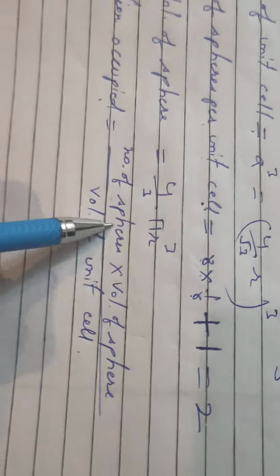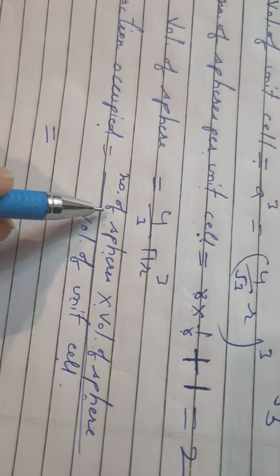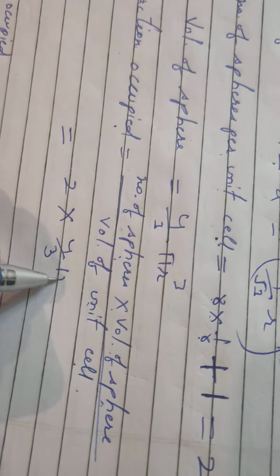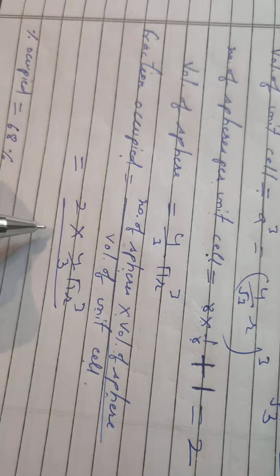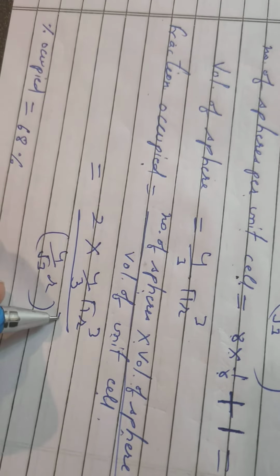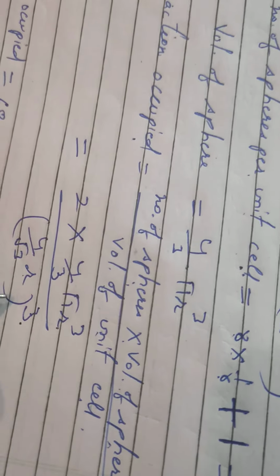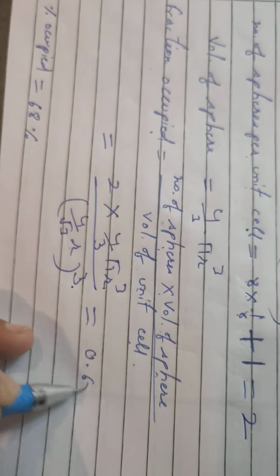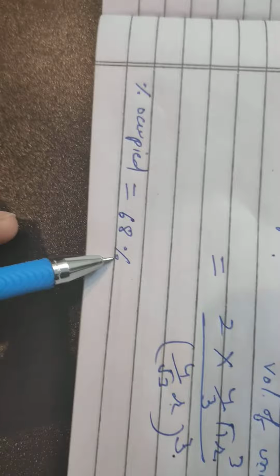Now put the formula. Fraction occupied is equal to number of sphere into volume of sphere upon volume of unit cell. That will be equal to number of sphere कितने हैं? 2 हैं. Volume of sphere 4 by 3 pi r cube. Volume of unit cell, that is equal to 4 under root 3 r cube. Now put all the values here. R will be cancelled out. Okay, so you will get fraction occupied is equal to 0.68. Okay, and the percentage will be 68%.